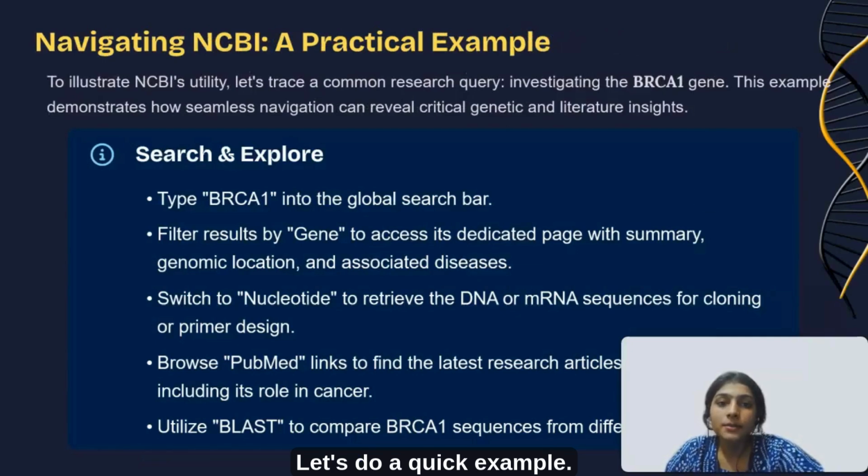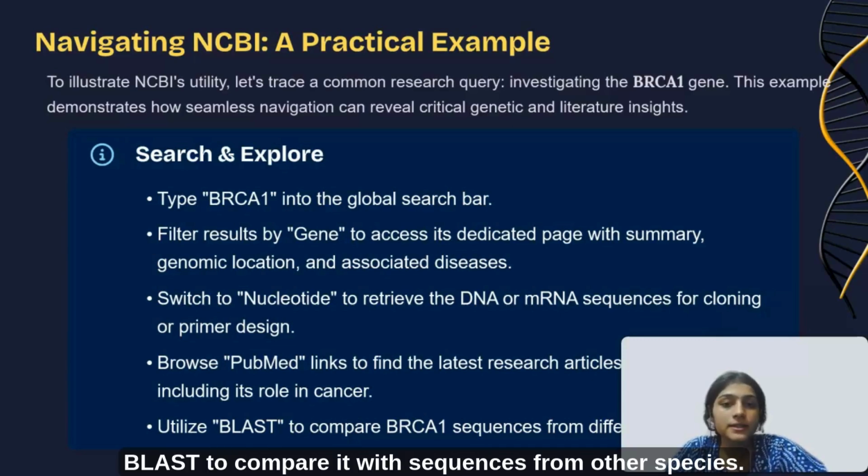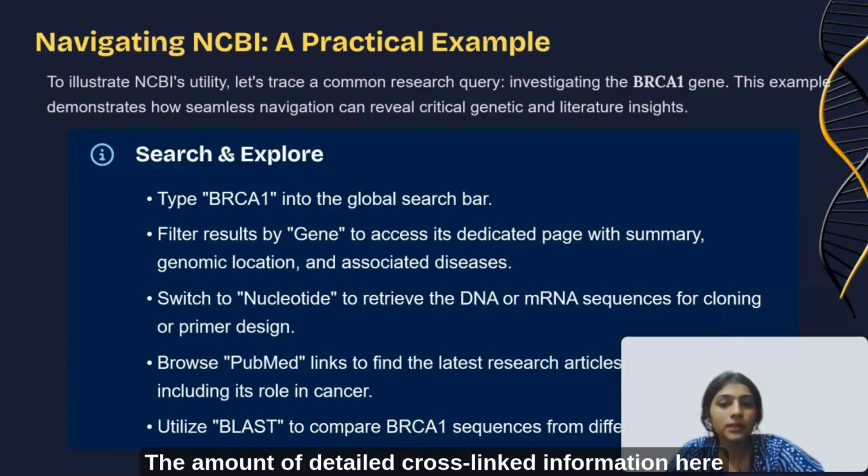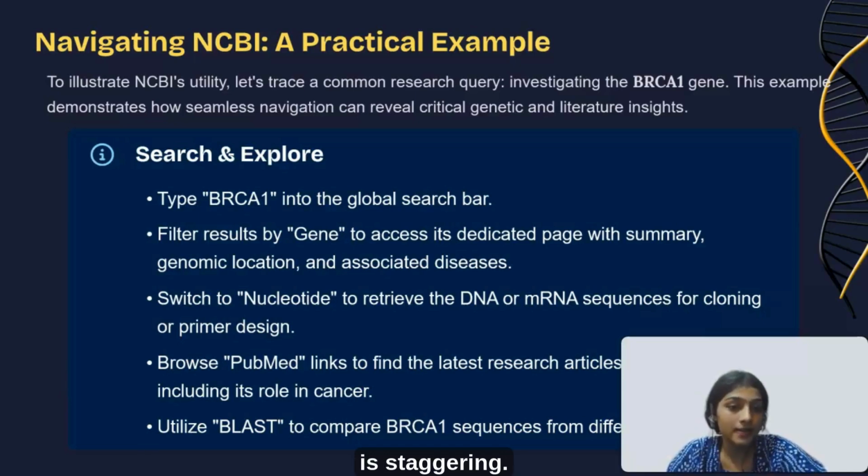Let's do a quick example searching BRCA1 in NCBI. We can see its chromosome location, known function, sequence data, related research papers, and use BLAST to compare it with sequences from other species. The amount of detailed cross-linked information here is staggering.